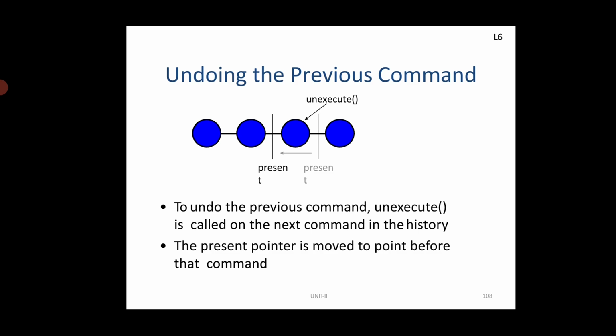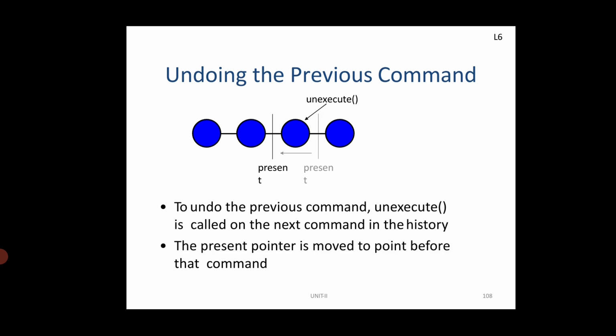Now we are studying undoing the previous command. After unexecuting the command, we move the present line one command to the left. So, if the user chooses undo again, the next most recently issued command will be undone in the same way, and we are left in the state depicted here. This is the past, and this is the future.